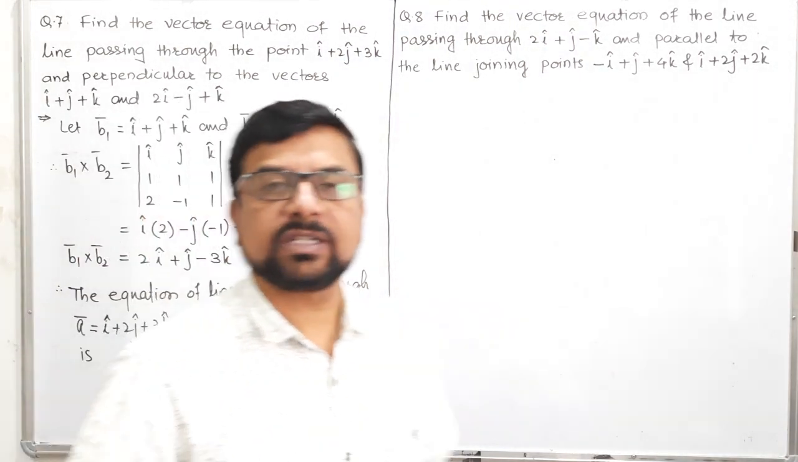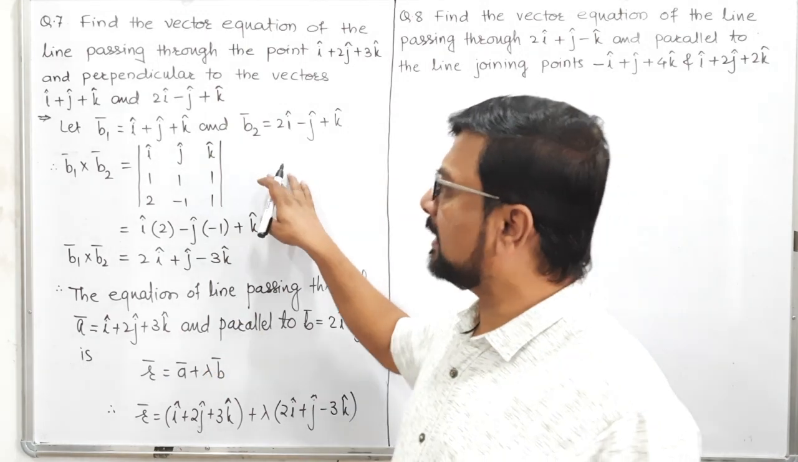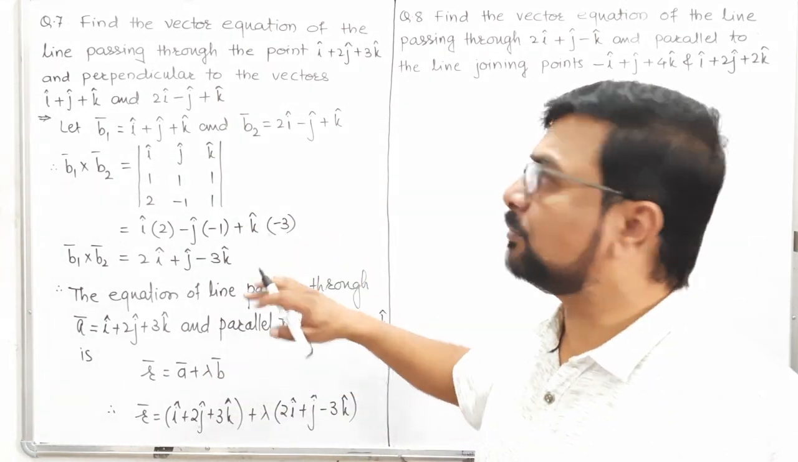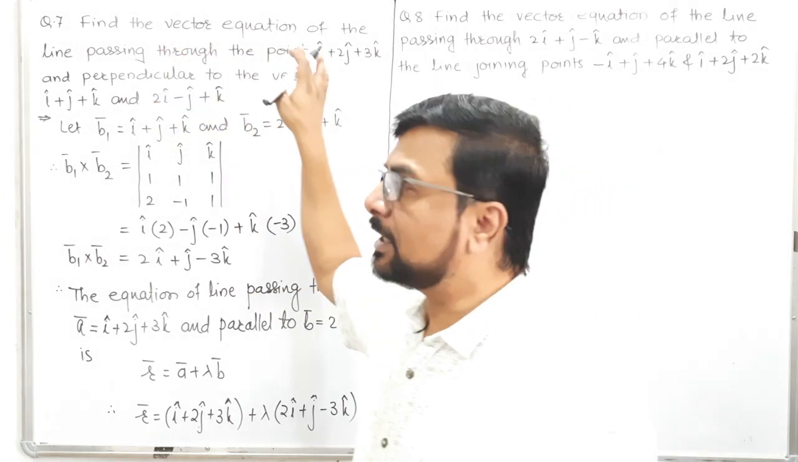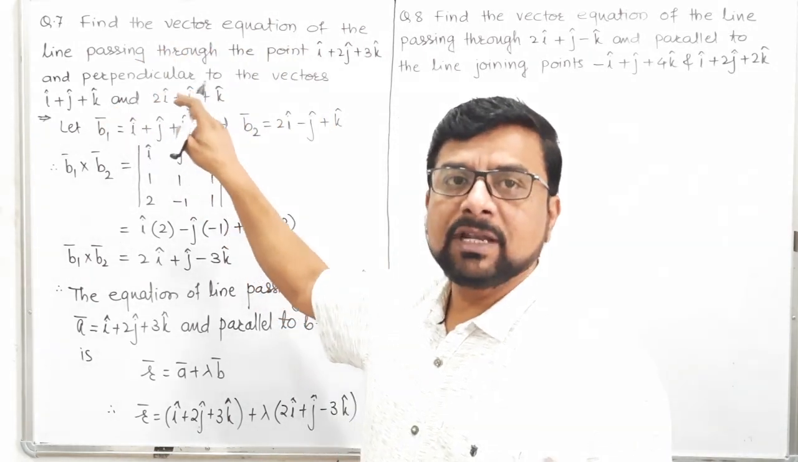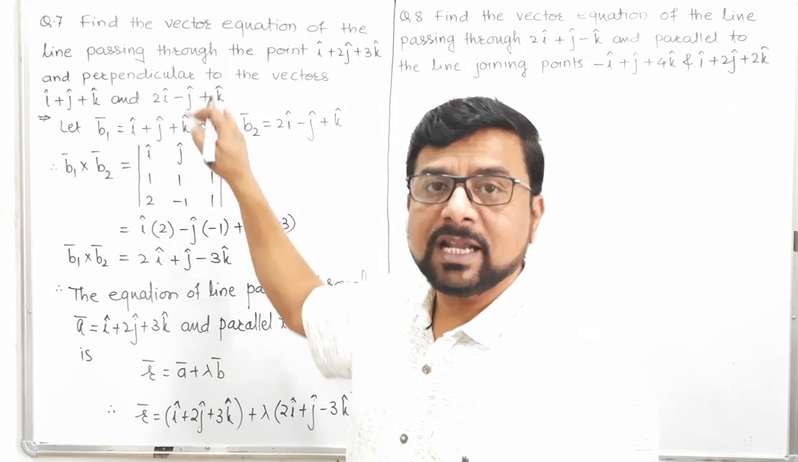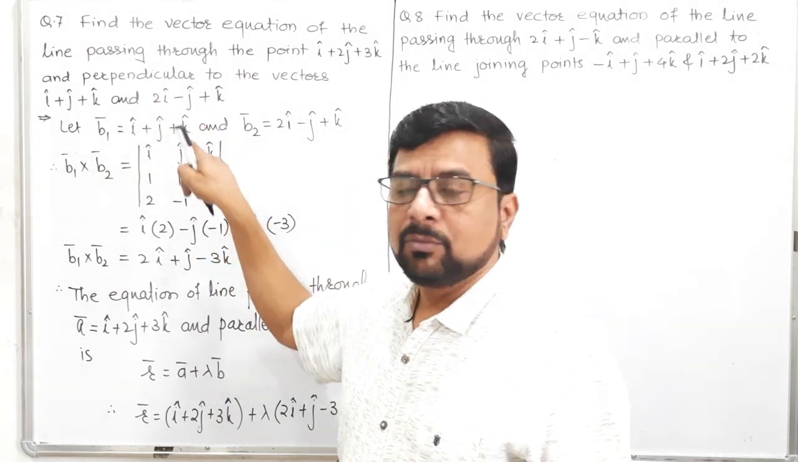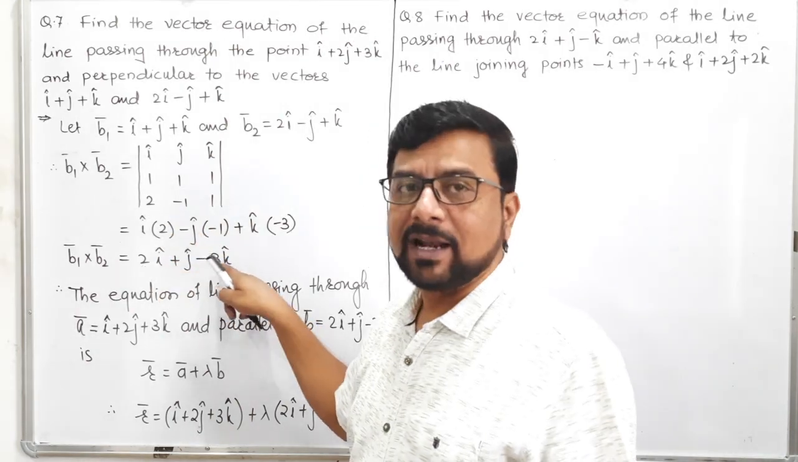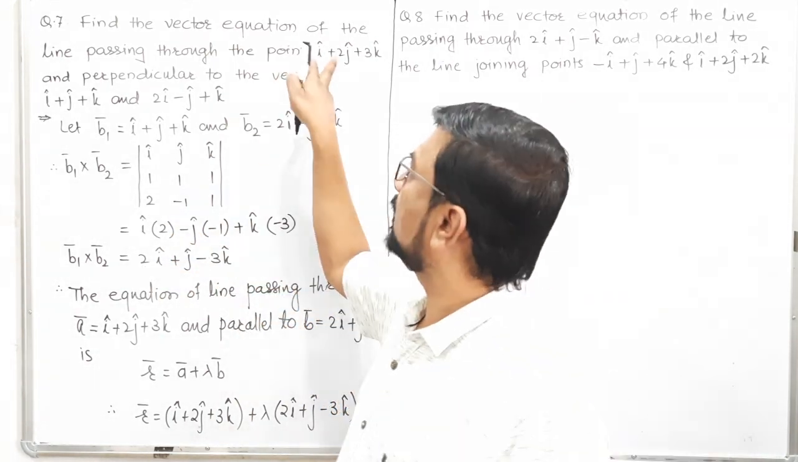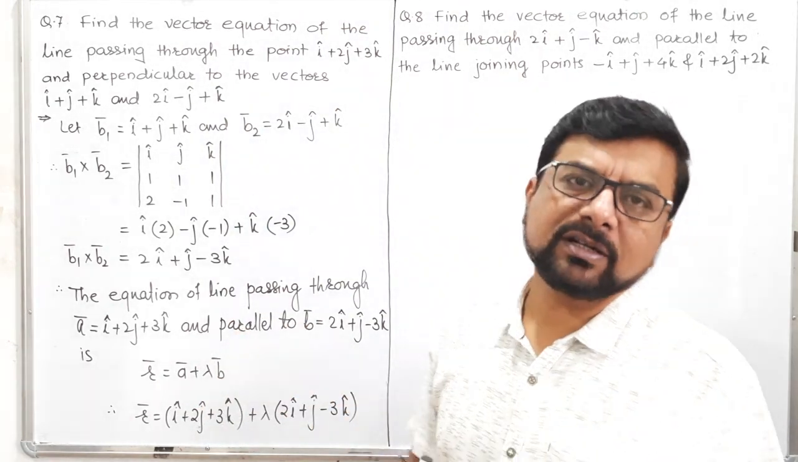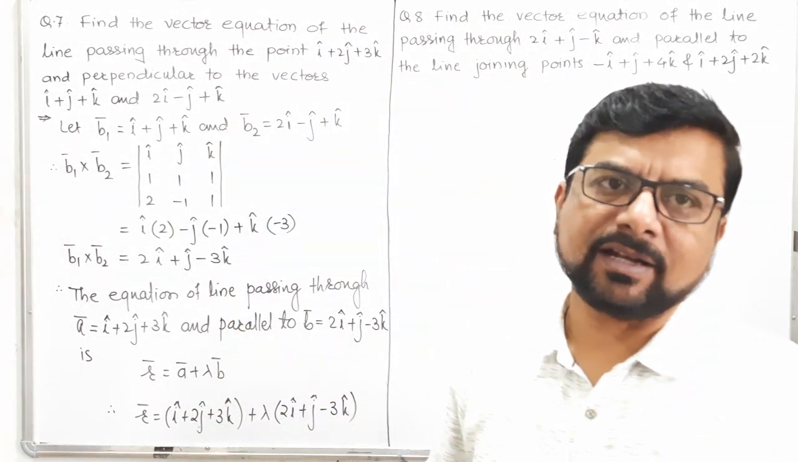Now, in these two questions, question number 6 and question number 7, we have studied how to find the equation of a line passing through a point and perpendicular to two given vectors. Whenever two perpendicular vectors to the line are given to us, by taking the cross product of those two vectors, first find the vector which is parallel to the line, and from the given point use R vector is equal to A vector plus lambda into B vector and find the equation of the line.